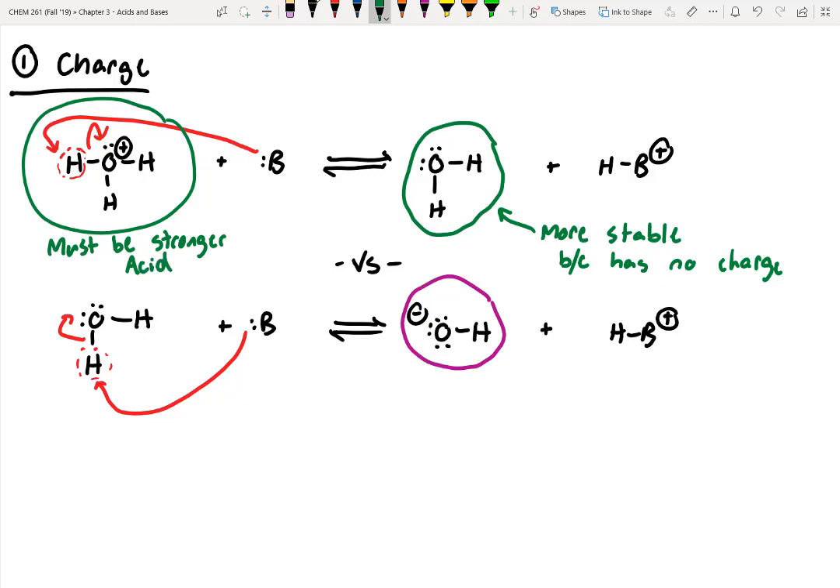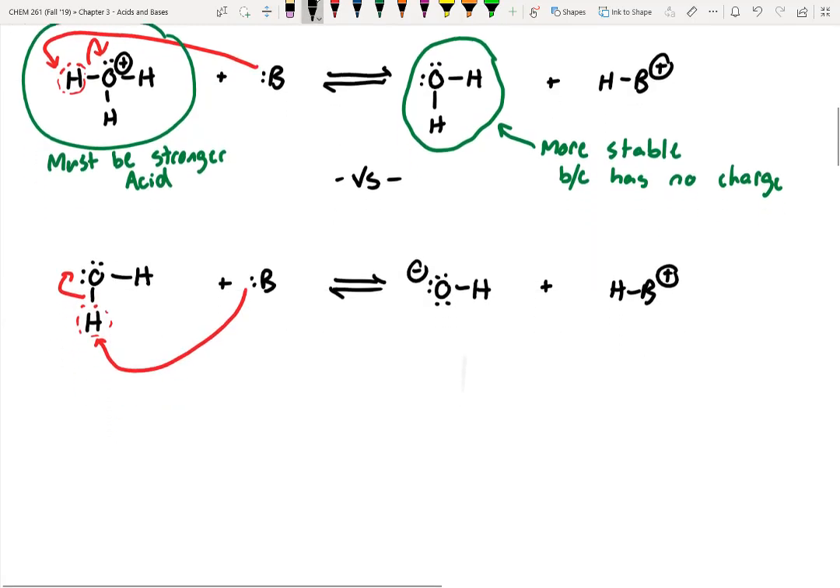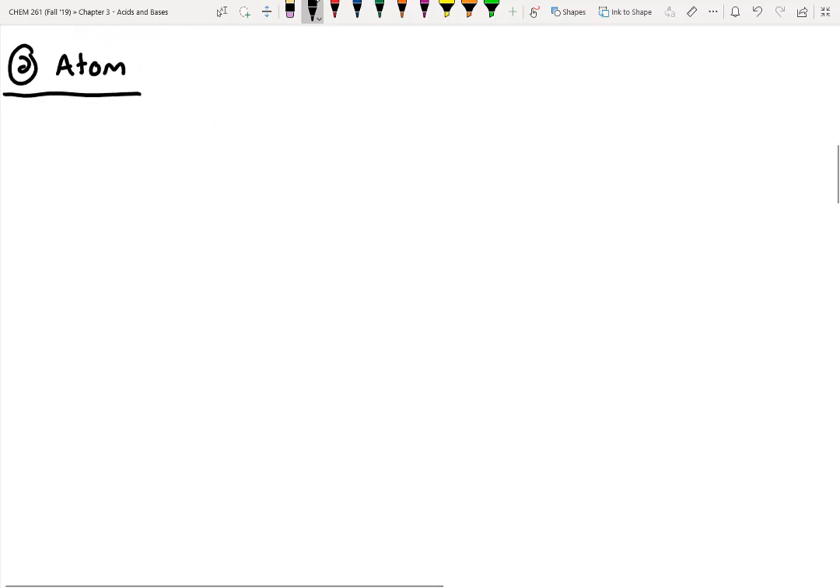I'm sure a lot of you are thinking, yeah, no kidding. But there are a lot of situations where students forget to look at charge. Charge matters a lot. All right, any questions on this? Nope. All right, let's do the next one then. Next one we said was A for atom. And this one actually does get a little bit trickier. So the first thing we're going to look at is electronegativity.